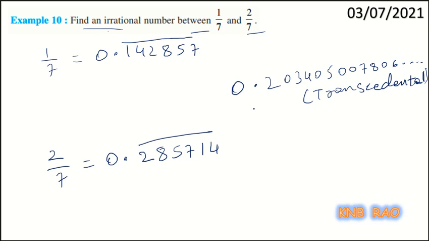So, this is the easiest way of finding irrational numbers between two given numbers. Find their decimal expansion form, and between their decimal expansion forms you write some transcendental irrational number, that is it. With this I will wind up today's session.